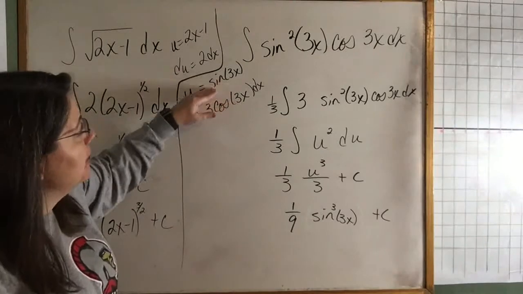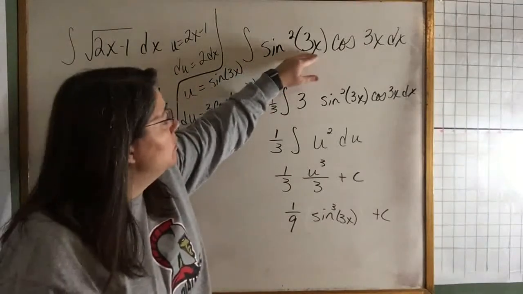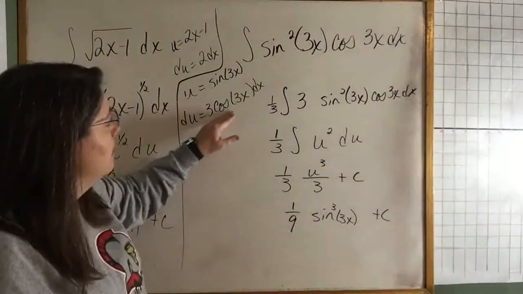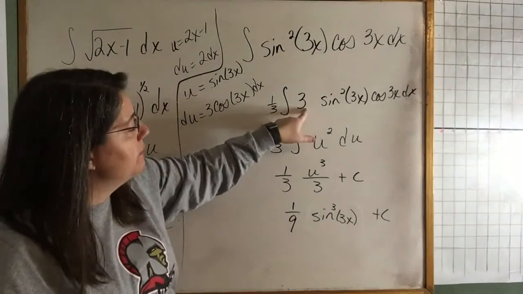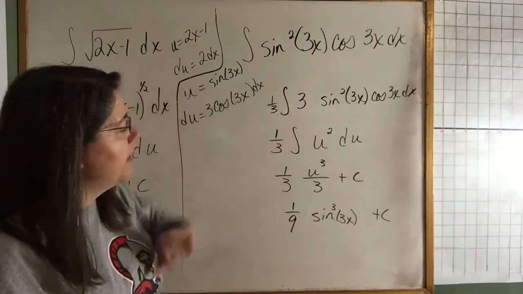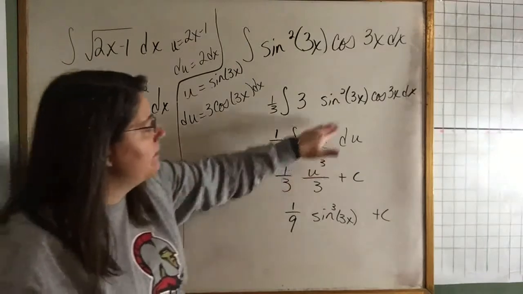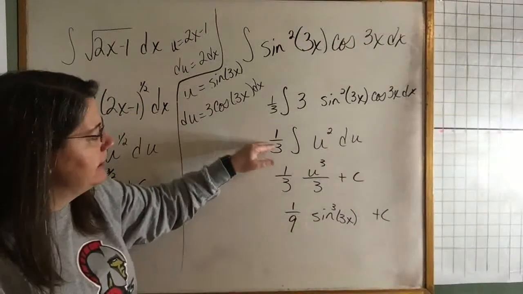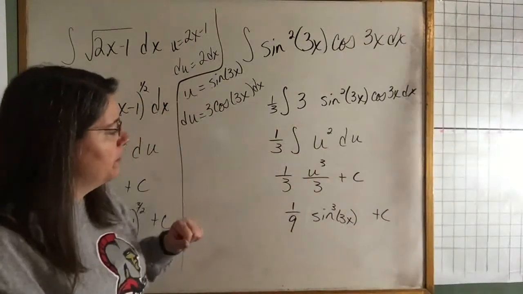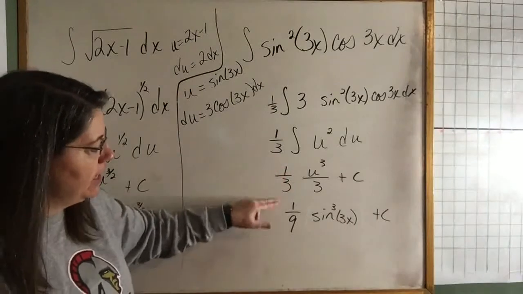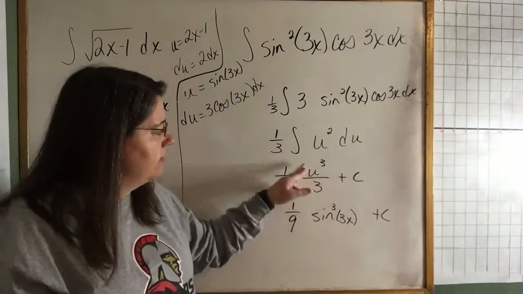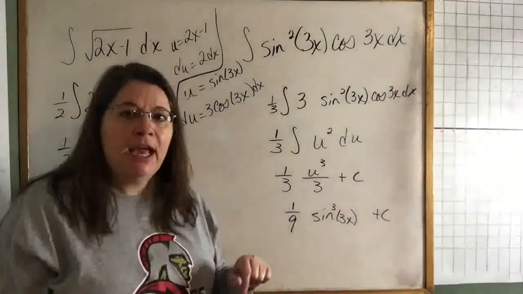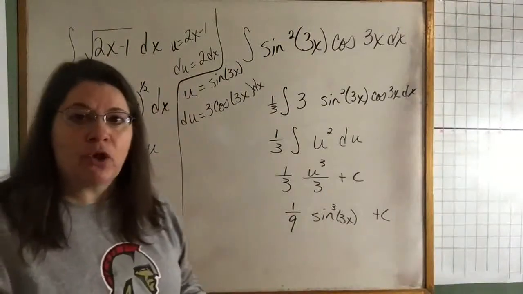Well, I have the sine 3x, so that u would be squared. I have the cosine 3x dx, but I don't have the 3, so I need to put the 3 in front, offset it with a 1/3, so I've just multiplied by 1. Then I have u squared du. Keep the 1/3 outside. Take the antiderivative, u cubed over 3. 1/3 times 1/3 is 1/9. And we've got sine cubed 3x, replacing the u with what it equaled, plus c. And you can take the derivative and double check and see that you start with the same thing.